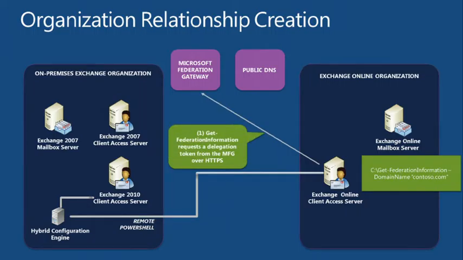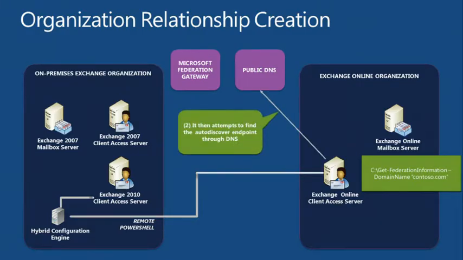the Exchange Online CAS server is going to go off and get a delegation token. So it talks to the Microsoft Federation Gateway. It hands over its Exchange Online security certificate and says, I need to act on behalf of this Exchange Online customer. And the MFG, providing it authenticates the certificate and the request, passes back a delegation token that the Exchange Online CAS server can use to communicate to on-prem.